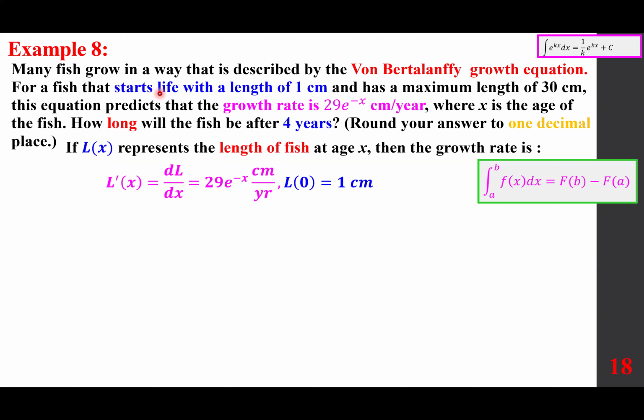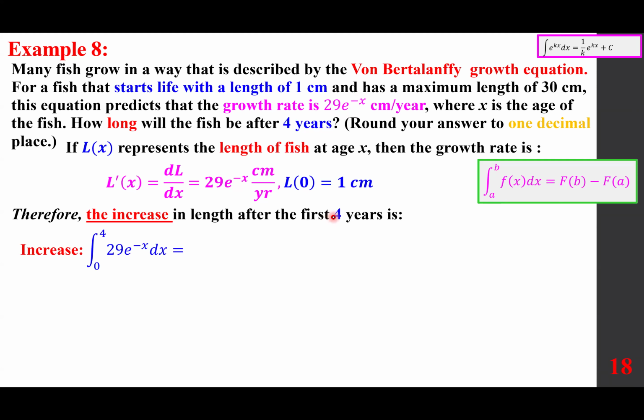First, the amount of increase follows the net change theorem, which would be the integral of f of x dx. In this case it is 29 e to the power minus x times dx from a to b, because we want the first 4 years, 0 to 4.